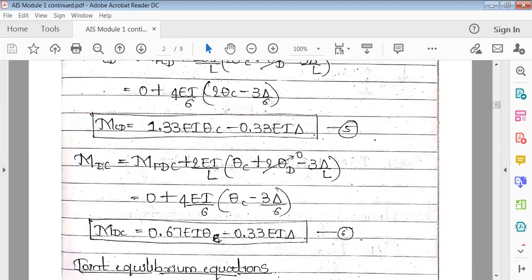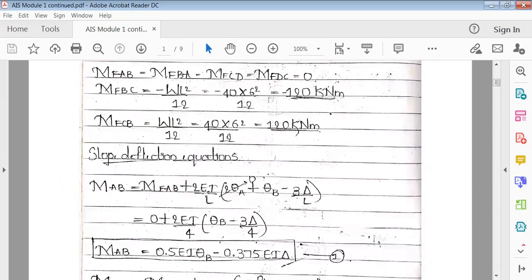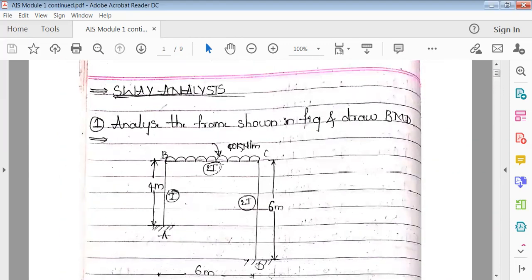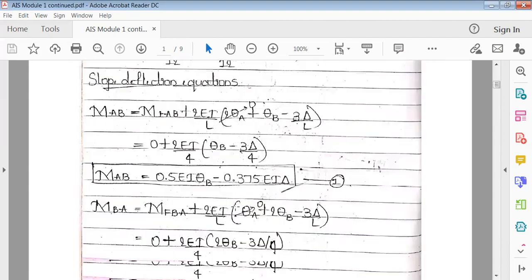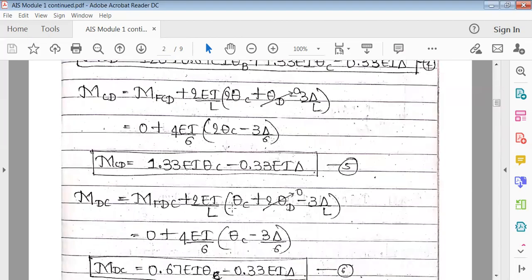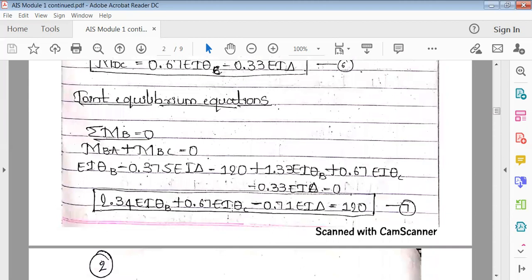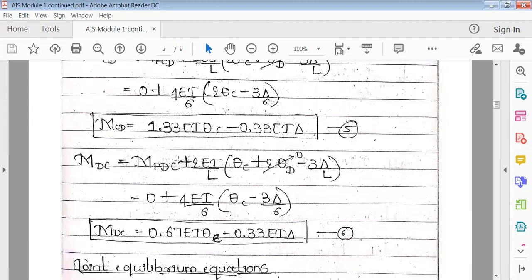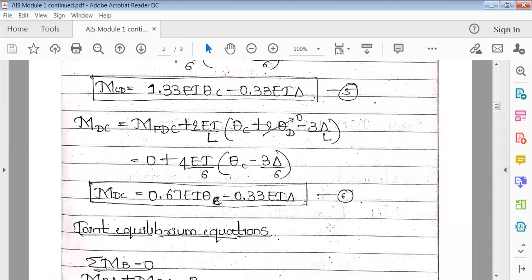Likewise, MDC. For MDC, MFDC is 0 here. So 2EI. Here the value of I is 2I in both cases, as you can see in both of these. So instead of I, you have to substitute 2I. Then solve this: theta C minus 3 delta by L. So for MDC, you have got the value.